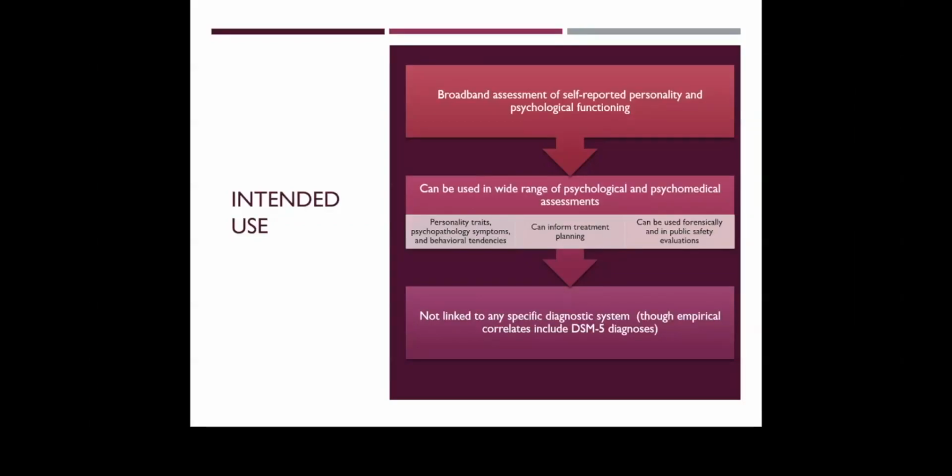The instrument is true to its original 1940 purpose, in that it isn't really tied theoretically to any specific model of psychopathology or phenomenologically to any particular diagnostic system. Although some of the empirical correlates do include DSM-5 diagnoses, because that's data that they collected as part of the development of the test in terms of empirical correlates.